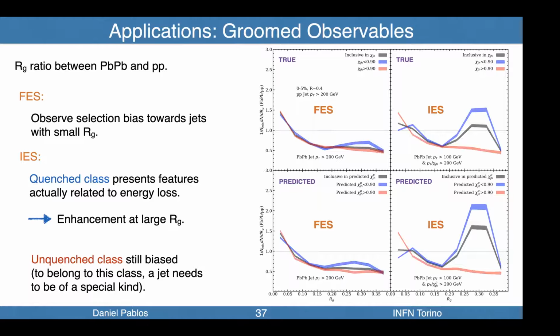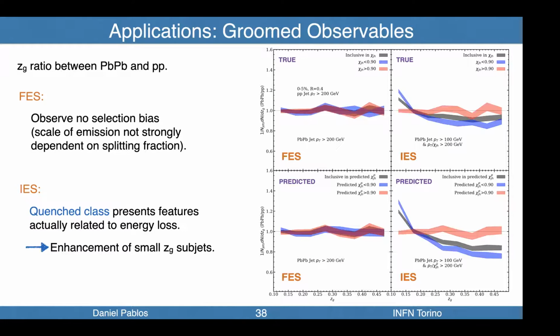For the groomed radius, it's a similar story. If you do final energy selection, the inclusive sample coincides with the unquenched sample, which means that what you're measuring is unquenched properties. However, in the initial energy selection, the quenched class will now feature this bump due to medium-induced radiation or soft particles due to medium response, that was shown by the Monte Carlo studies I showed before. So this is for the groomed radius.